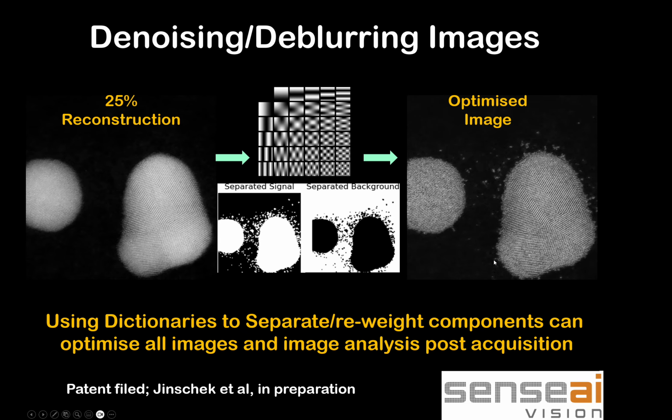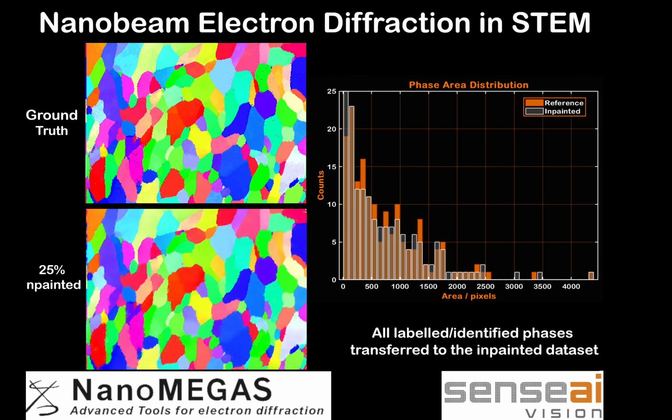So we also can deblur, denoise, and get very high resolution. Here's another example in transmission. For now, this is nanobeam electron diffraction done with NanoMEGAS. Using the NanoMEGAS system, here is the phase map that comes out of this. Here is the reconstruction. Again, 25% of the data being acquired, and the full reconstruction gives you pretty much the same data that you can see very clearly.